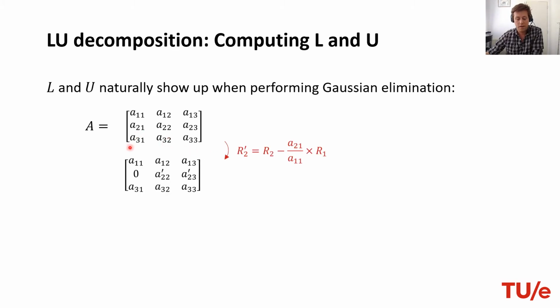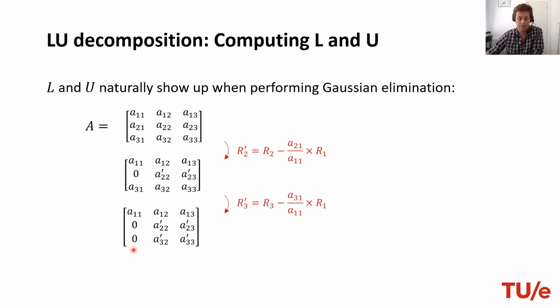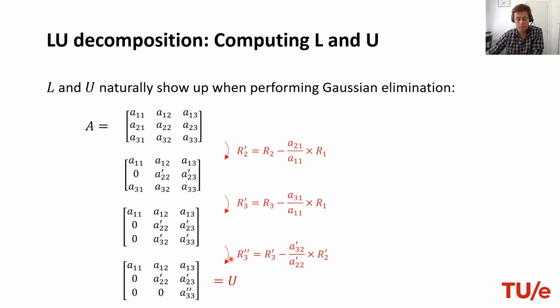We first start with the first column and try to get rid of this coefficient here by subtracting from row 2 row 1, multiplied with the ratio of this element with the pivot coefficient. And we also do the same for row 3. So this gives us zeros in the first column below the diagonal element. And we do the same thing for the second column, where we subtract from the third row over here the second row multiplied with the ratio of this coefficient with the pivot coefficient in the second column. So this gives us already the upper triangular matrix U.